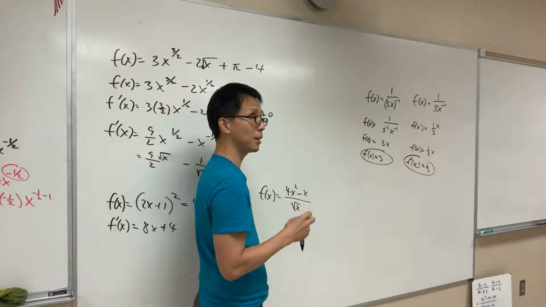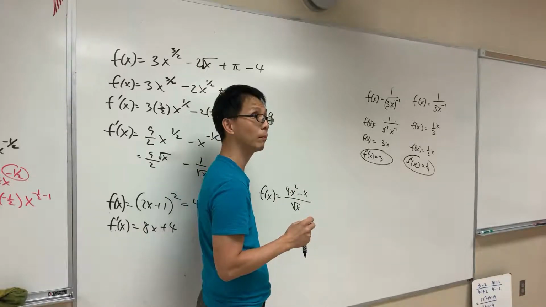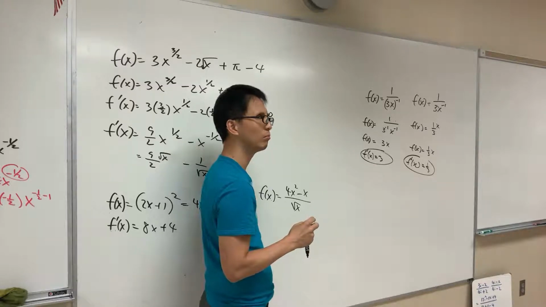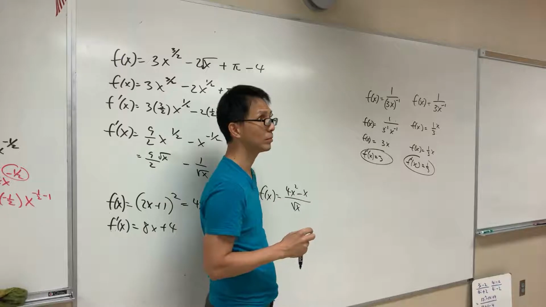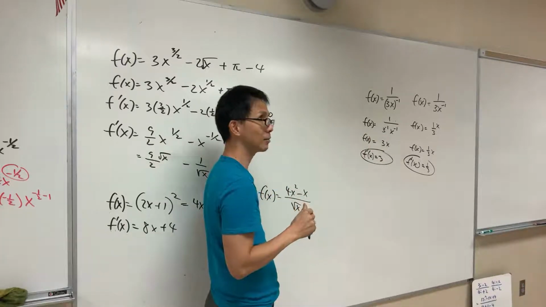What would you suggest to do with this one? First deal with the following one, in parentheses, and then distribute x to the 1 over 2, x to the 1 half. Can you find that? We're splitting it up. Yes, you can split it.